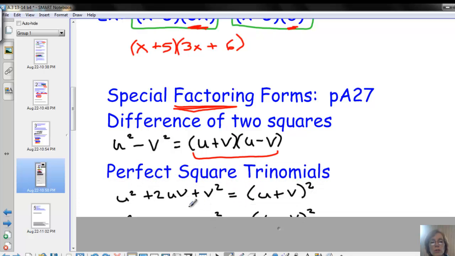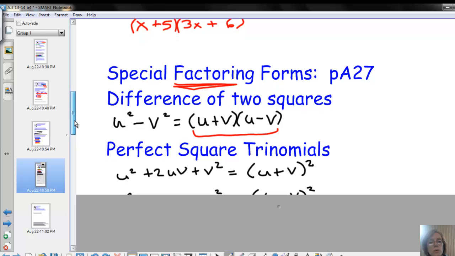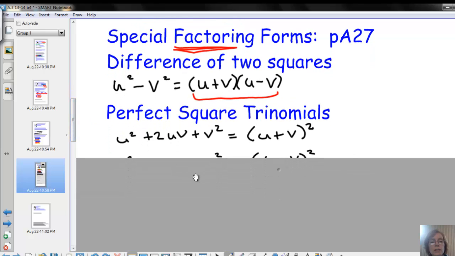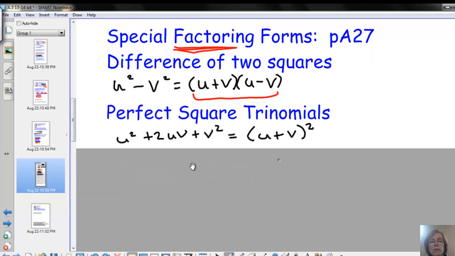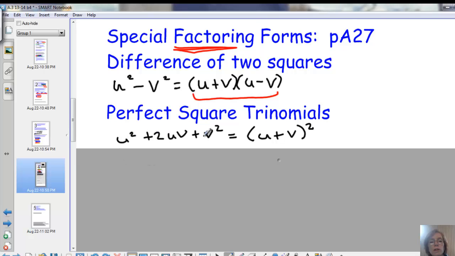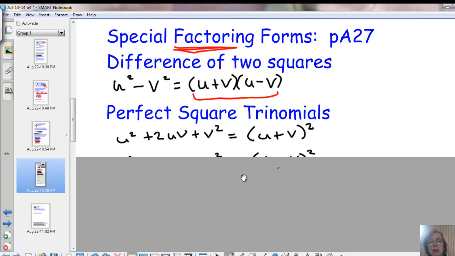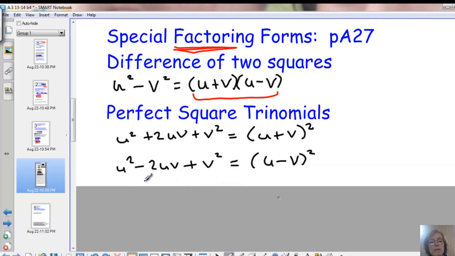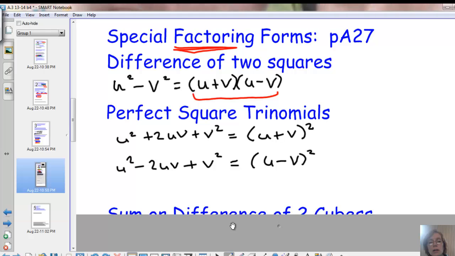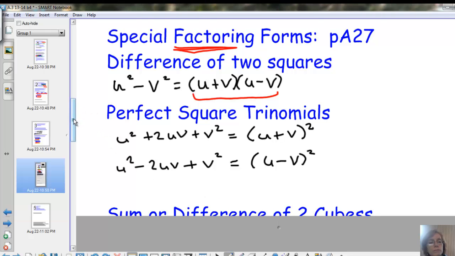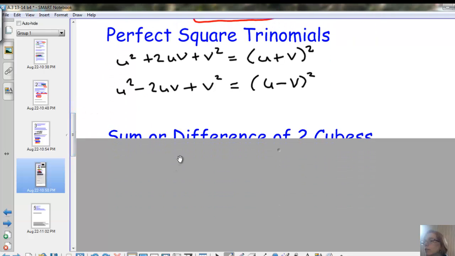All right, we have more special factoring forms. The next set is the perfect square trinomials. u squared plus 2uv plus v squared. If you have three things added together and they fit that form, it can be factored into u plus v quantity squared. That is a binomial squared. Same thing if you have u squared minus 2uv plus v squared. That can be factored into u minus v quantity squared.